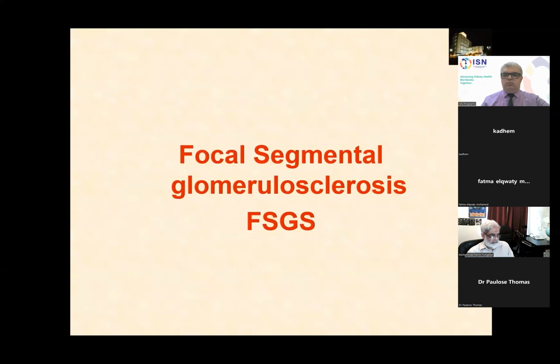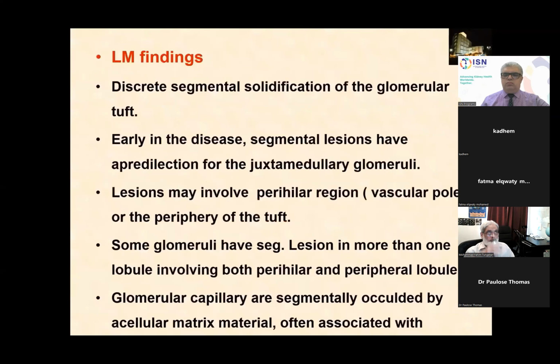The second item responsible for nephrotic syndrome, which is one of the commonest histological types, is focal segmental glomerulosclerosis. The light microscopy finding of FSGS is just a description of the name of the disease, in which we can find discrete segmental solidification of the glomerular tuft. Early in the disease, segmental lesions have a predilection for the juxtamedullary glomeruli. The anatomical site that is juxtamedullary is between the cortex and the medulla. A lesion may involve a perihilar region where the vascular pole lies, or it may involve the others.